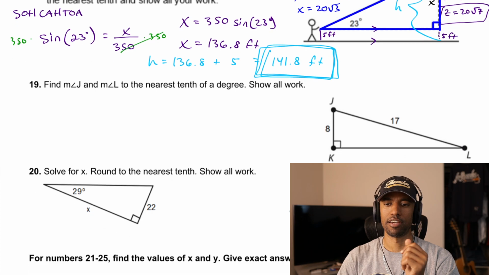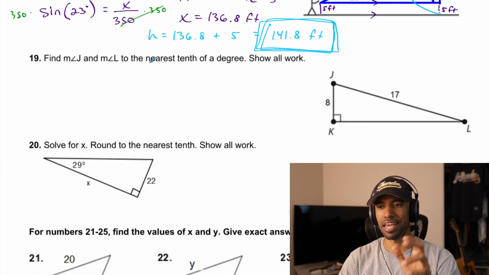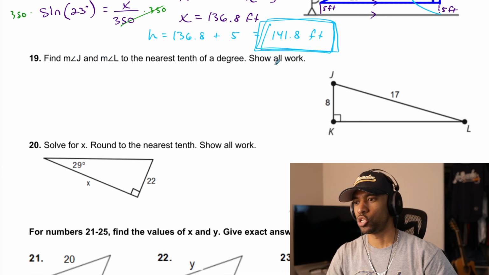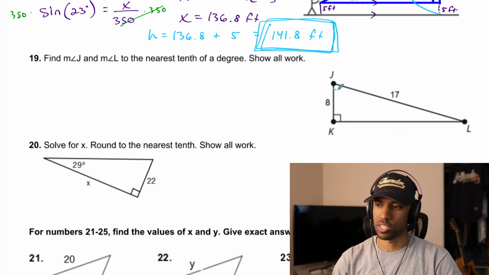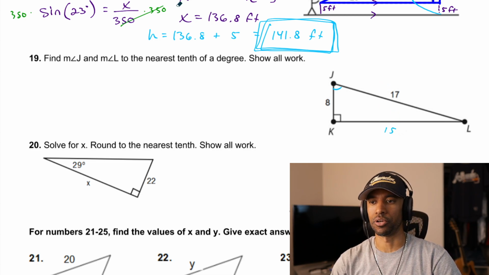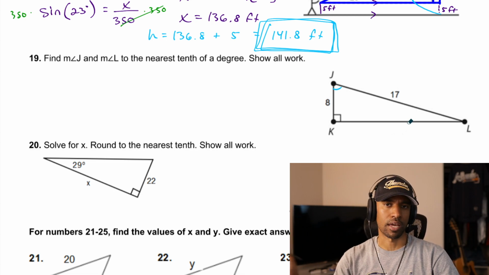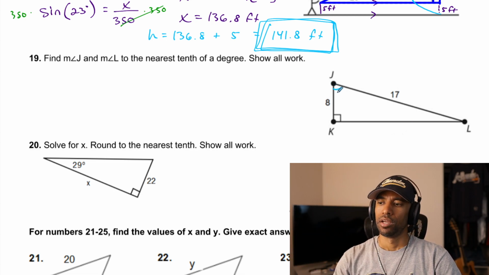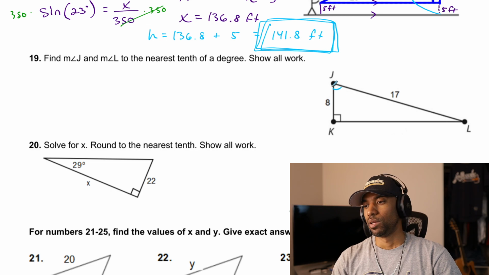All right, number 19. Find the measures of angle J and L to the nearest tenth of a degree. Show all work. So I need to find out this angle right here. Let's start with J. Knowing only 8 and 17, which if you use the Pythagorean Theorem, you could find out, hey, that's 15, and go there. But let's say we don't bother with that, or special right triangles, I should say.